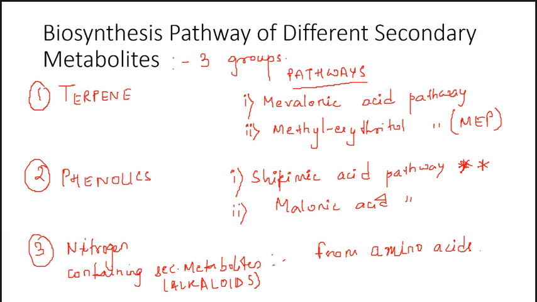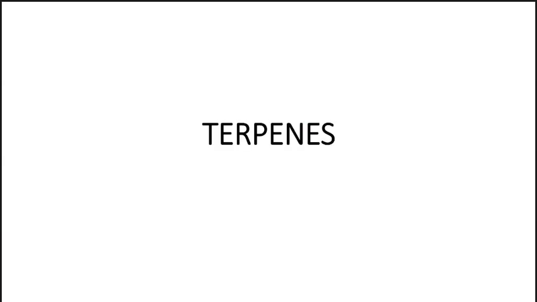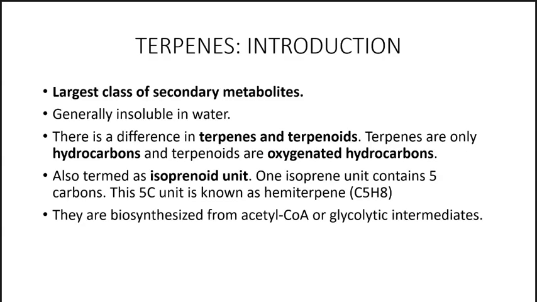Okay, so starting with the first secondary metabolite, terpene. So what are terpenes? Terpenes are the largest class of secondary metabolites. Why are they called the largest? Because this small unit of terpene known as the isoprenoid unit can form a large number of compounds. So I tell you that terpenes are formed by a unit known as the isoprene unit.